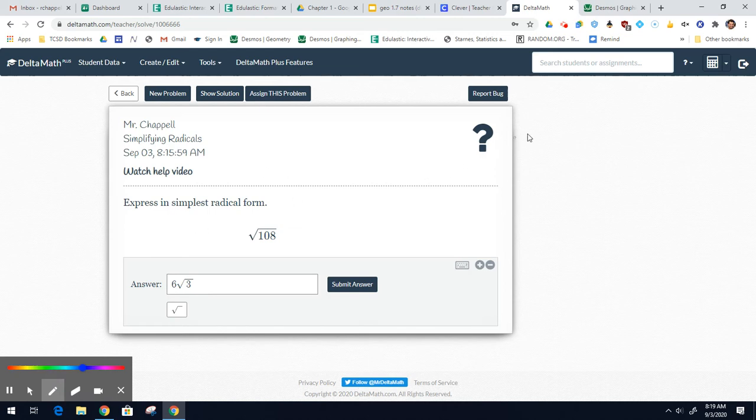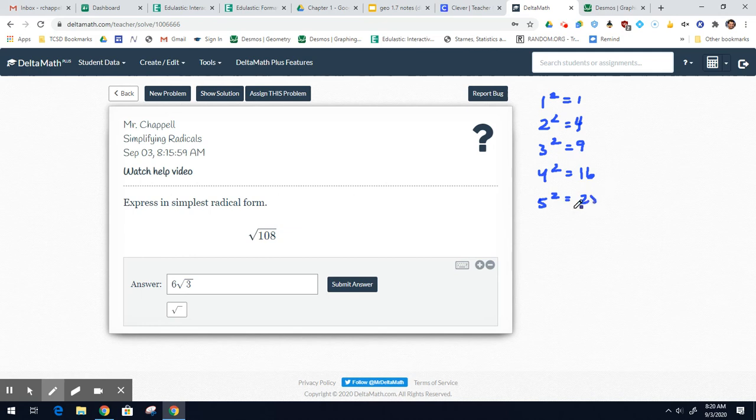Now, the second way is to use perfect squares. So we need to list out the first 10 perfect squares. So 1 squared is 1, 2 squared is 4, 3 squared is 9, 4 squared is 16, 5 squared is 25, 6 squared is 36, 7 squared is 49, 8 squared is 64, 9 squared is 81, and 10 squared is 100. So now we want to find the biggest perfect square that goes into 108.